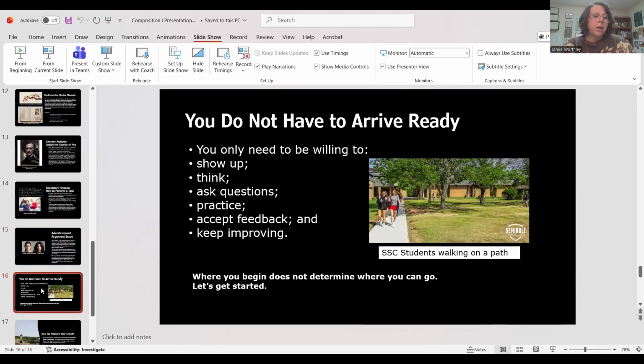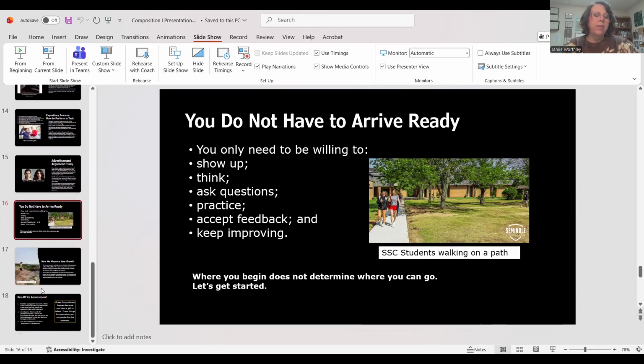All right. So the last thing it goes into: you do not have to arrive ready. You only need to be willing to show up, to think, ask questions, practice, accept feedback, and keep improving, just like me, just like whenever I was a student. I did not show up ready, I promise you. Where you begin does not determine where you can go. So let's get started. And then it ends with the pre-write assessment.